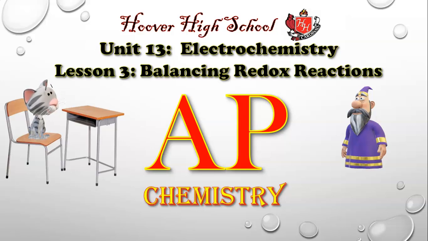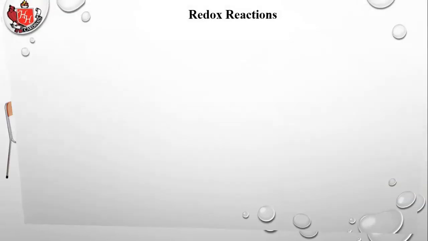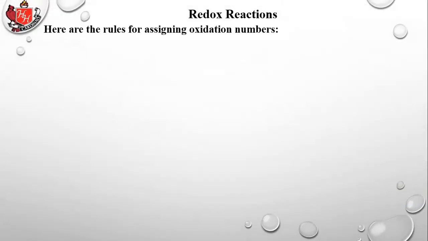AP Chemistry, we're on to our second to last lesson of the course. It's called Balancing Redox Reactions. So here are the rules for assigning oxidation numbers. We're going to do a few problems on doing that first.